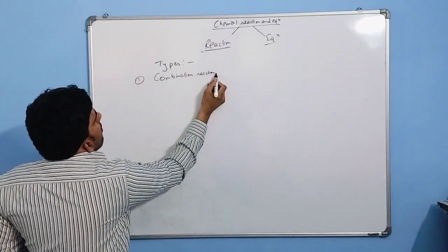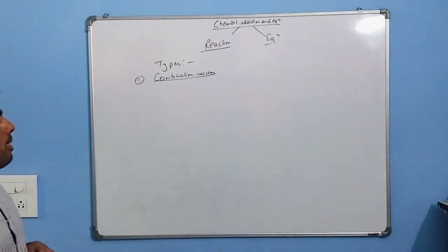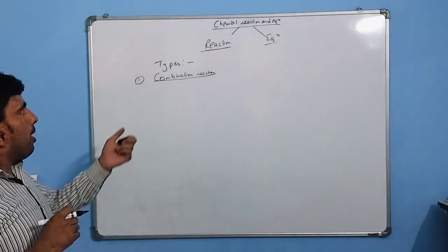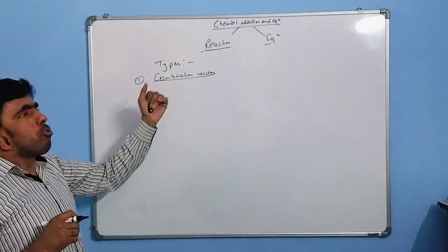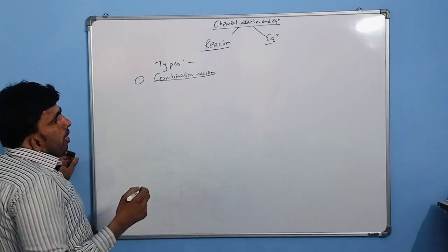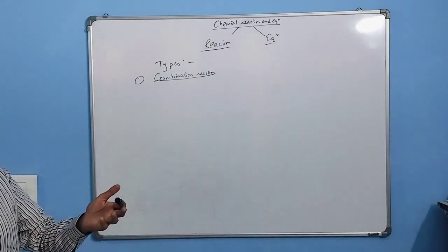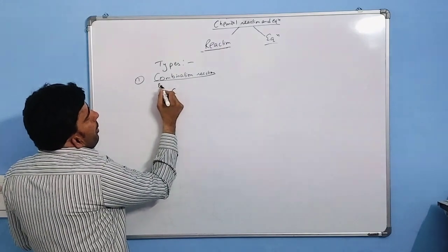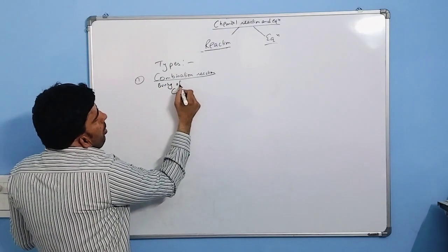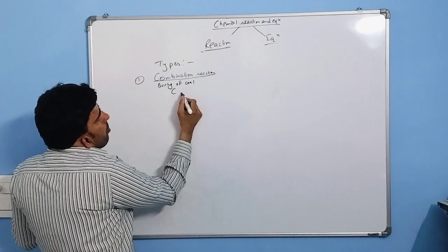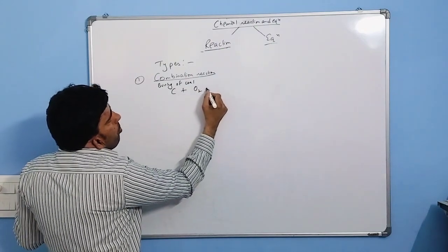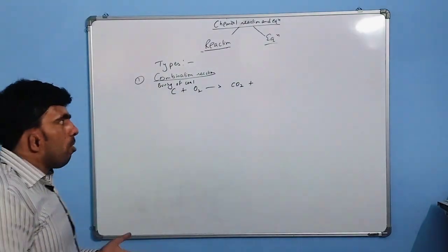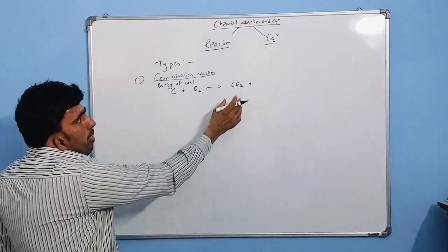What is a combination reaction? From the word itself, it simply defines combination. But how do I combine two reactants? For example, burning of coal. Here it is C plus O2. What I got is CO2, plus heat and light are also produced. You can write this also, but the main product is CO2.